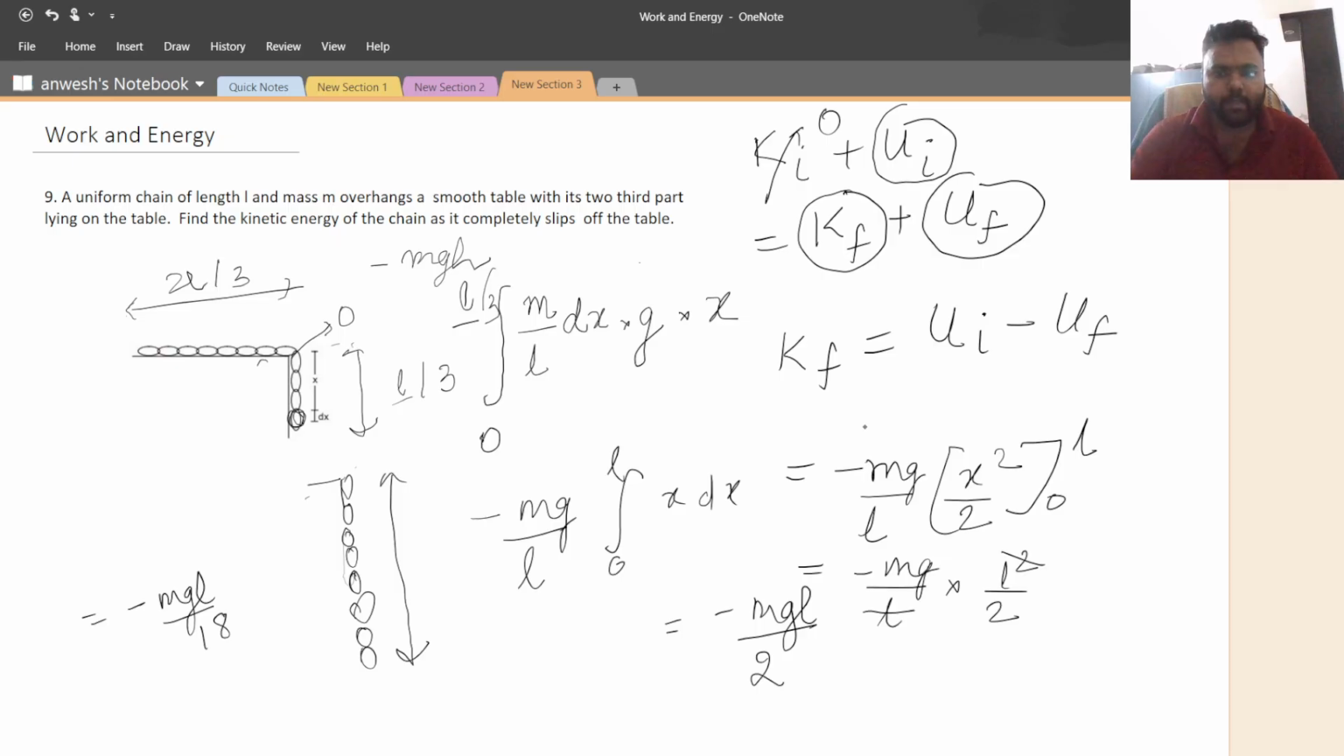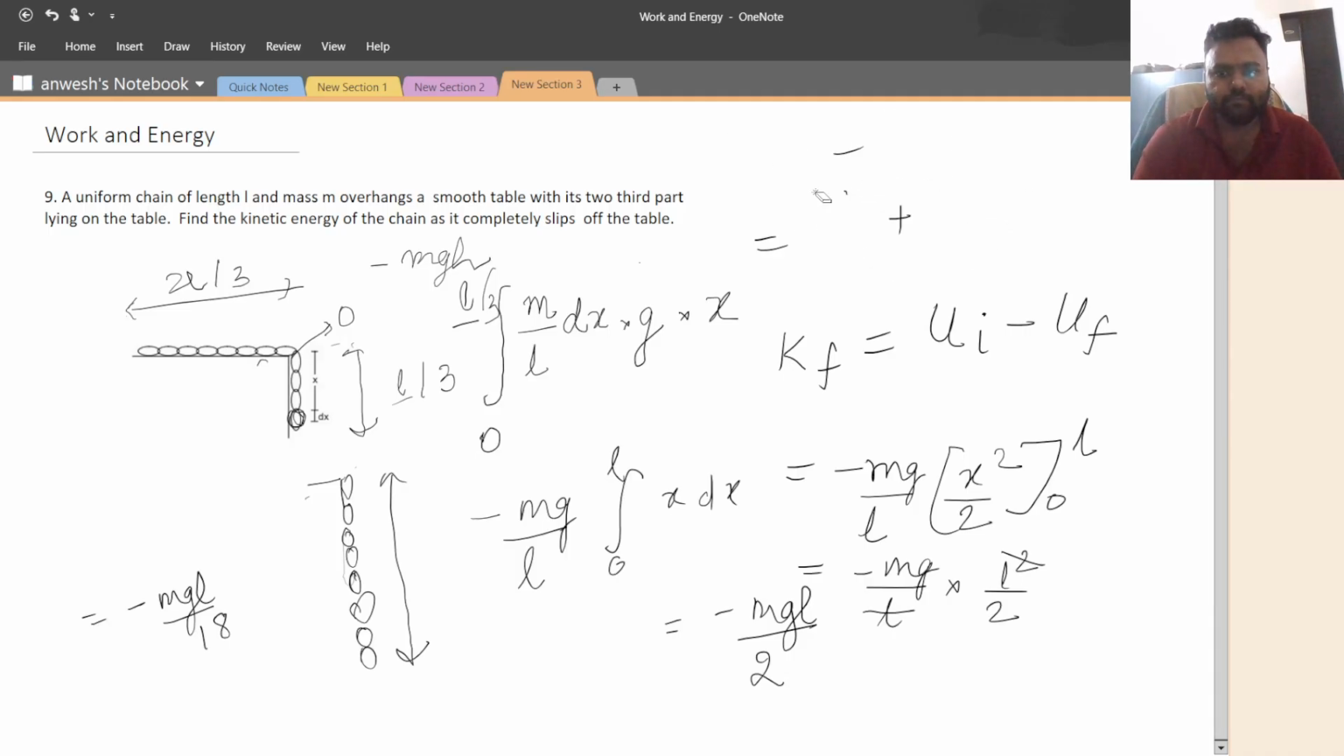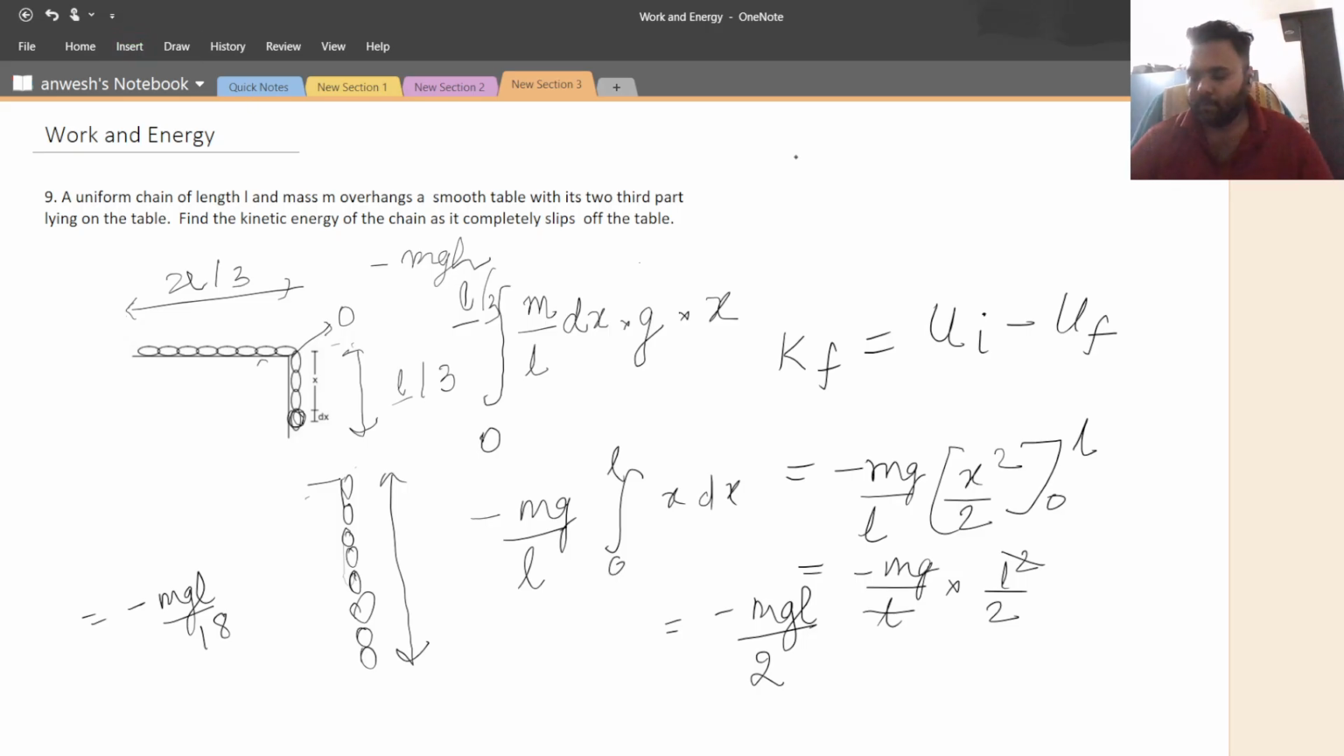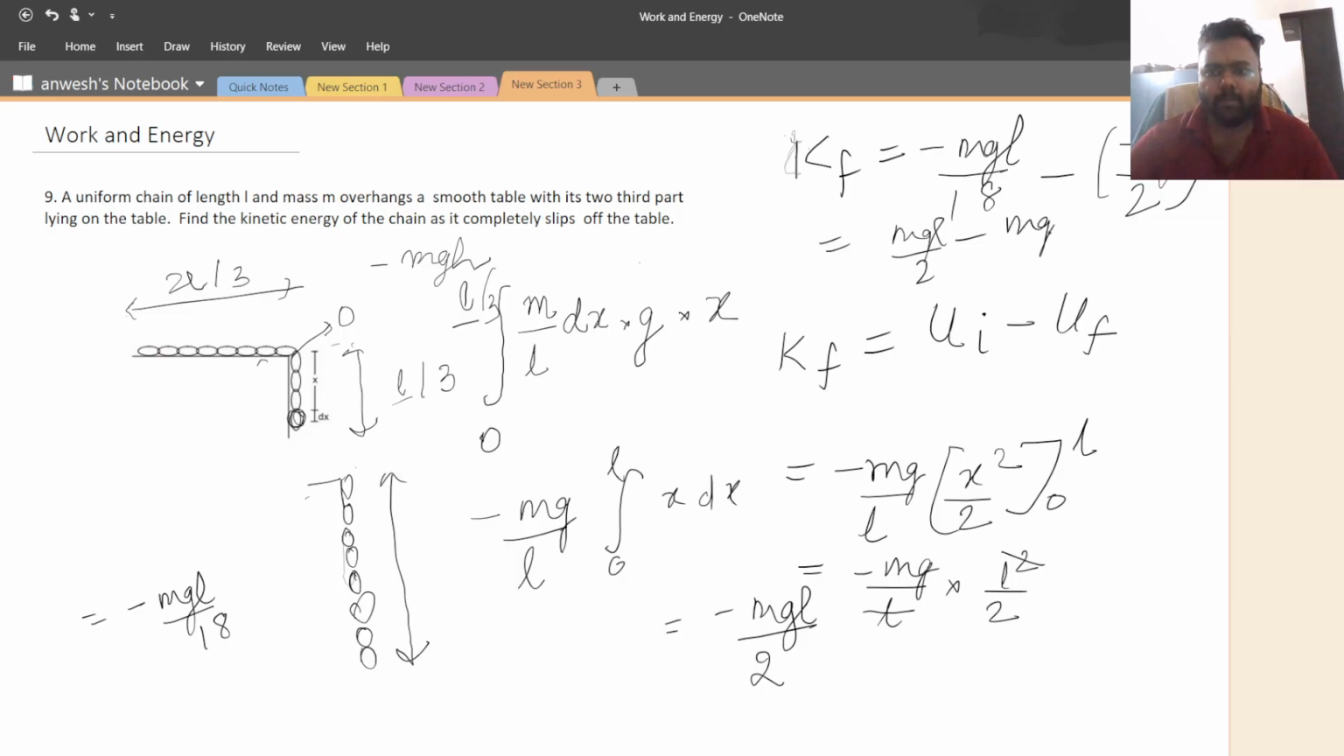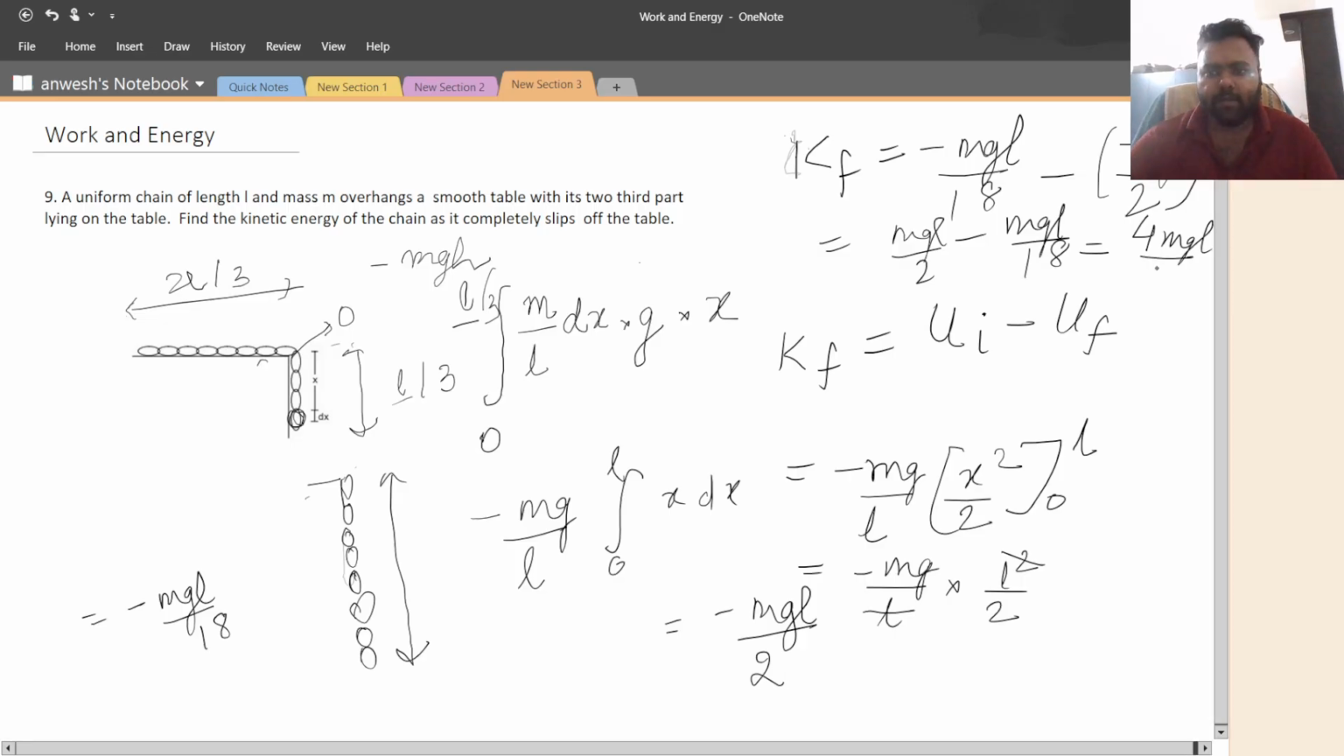So now calculating these two, K final is equal to initial potential energy, which is minus mgL by 18, minus final potential energy, which is minus mgL by 2. So this comes out to be mgL by 2 minus mgL by 18. If you calculate it, it will come out to be 4mgL by 9, which is our answer.